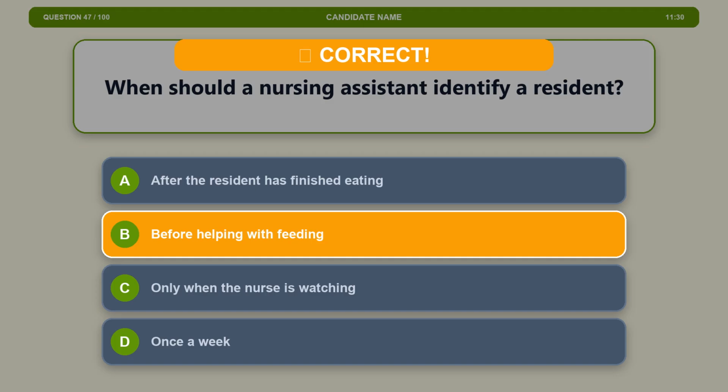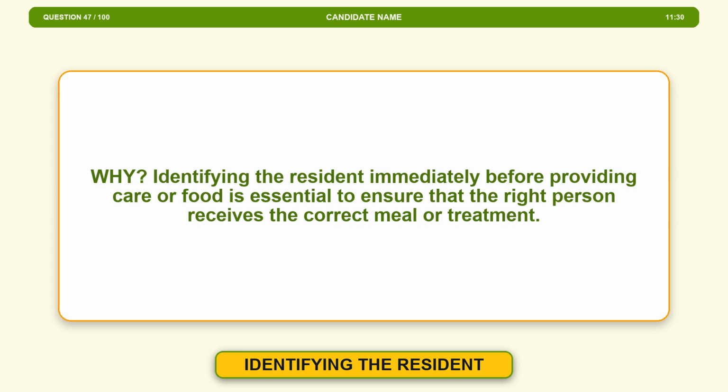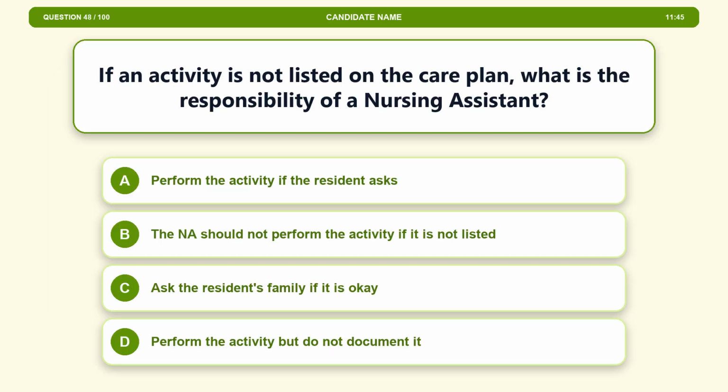The correct answer is option B, before helping with feeding. Identifying the resident immediately before providing care or food is essential to ensure that the right person receives the correct meal or treatment.